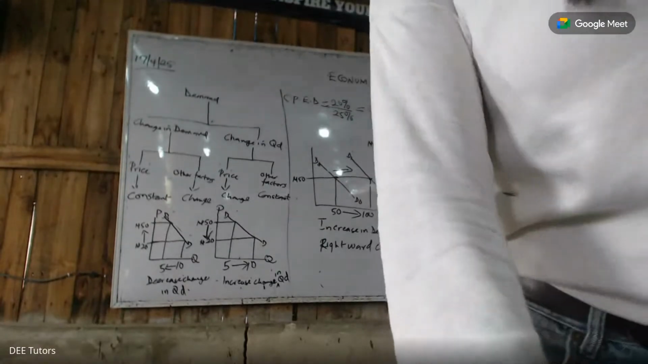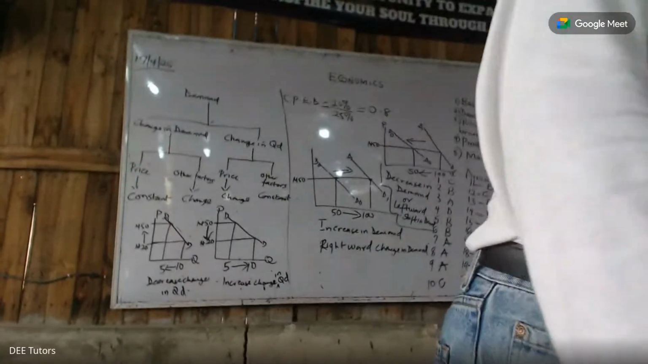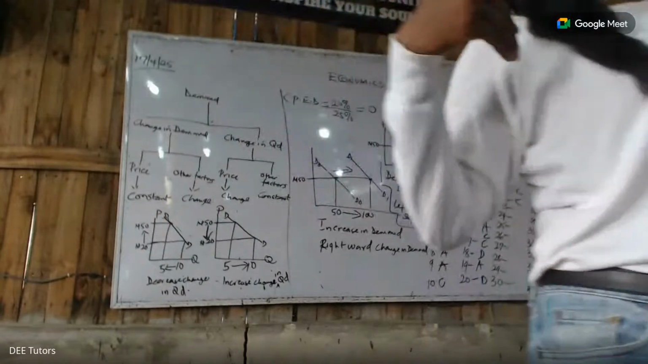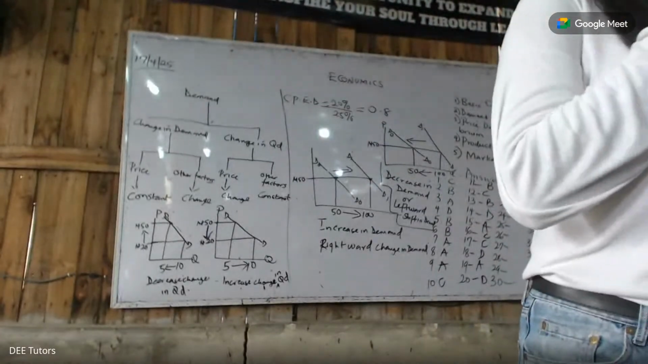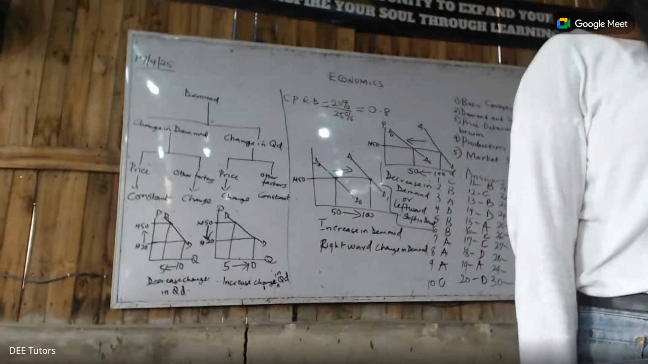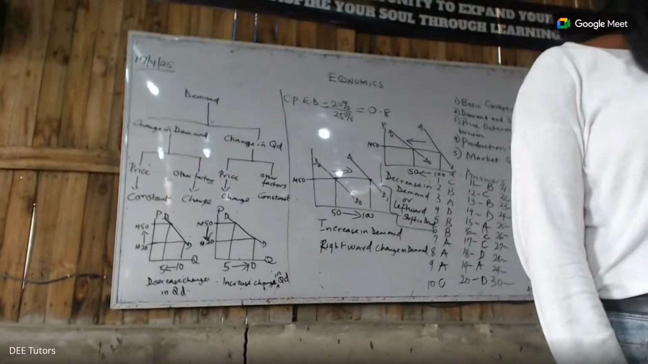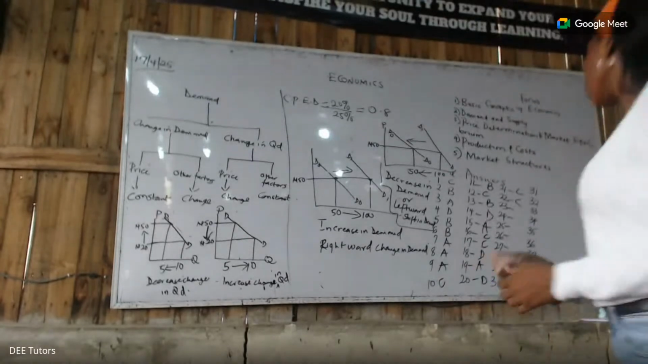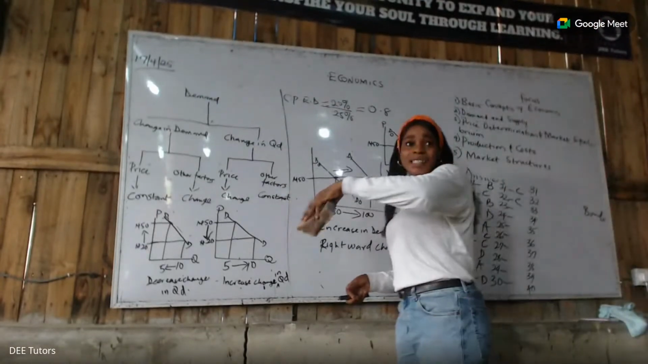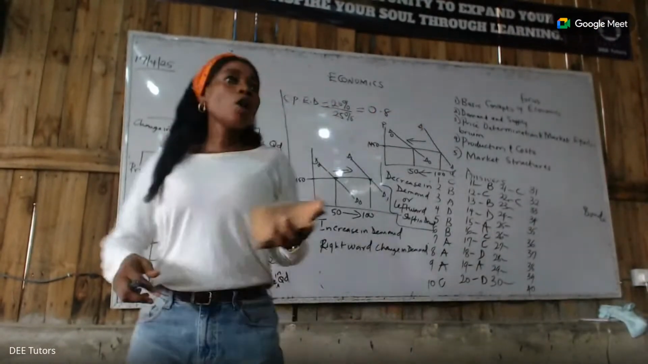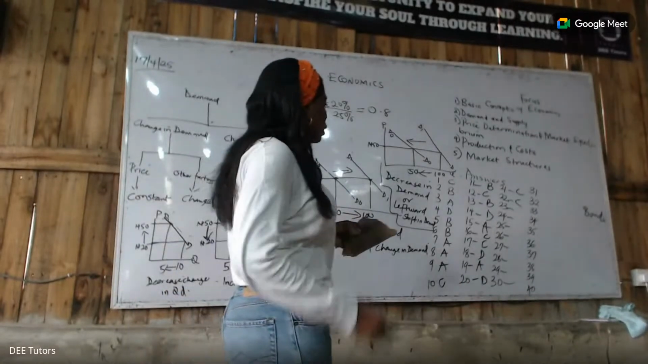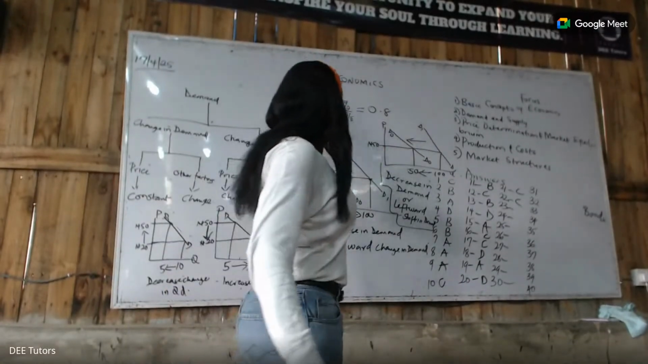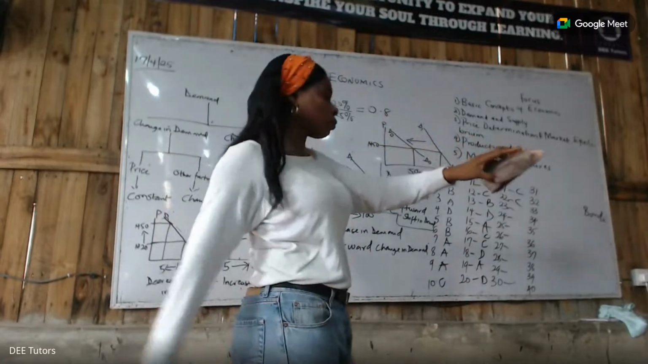Inelastic supply. A supply is said to be inelastic if a large change in price leads to a smaller change in quantity supplied. Do you want me to draw the graph? No, we know it already. If a large change in price leads to, can I read this? I will explain.